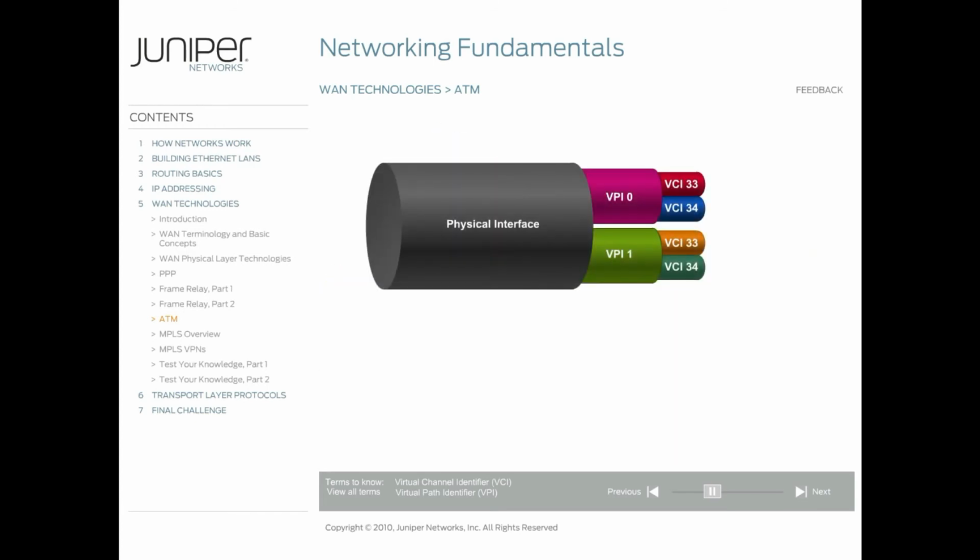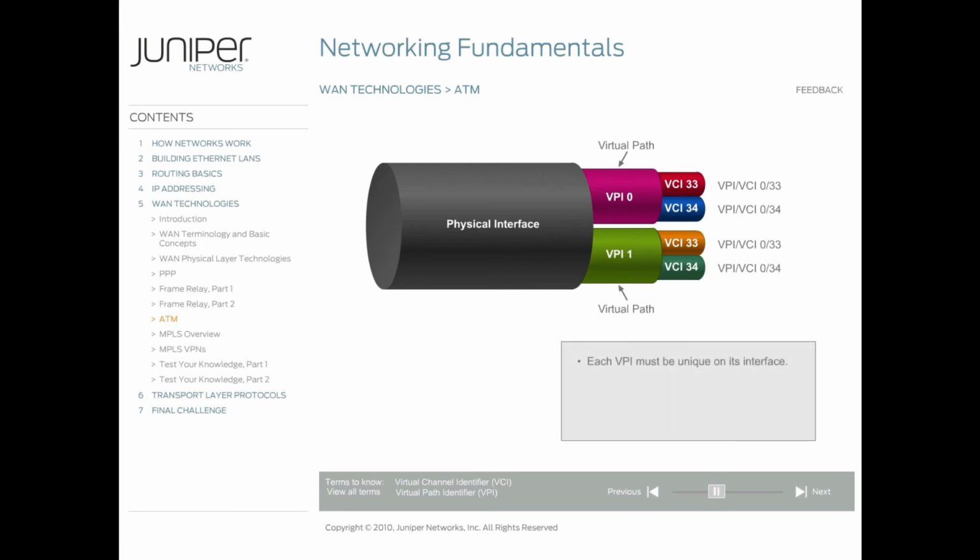Let's take a moment to see why the combination of VPI and VCI uniquely identify the circuit. Notice in this diagram, a single physical interface has two different virtual paths containing two virtual connections each. Here we show how VPI and VCI values are commonly expressed. The VPI value is expressed first, followed by a slash, and then the VCI value.